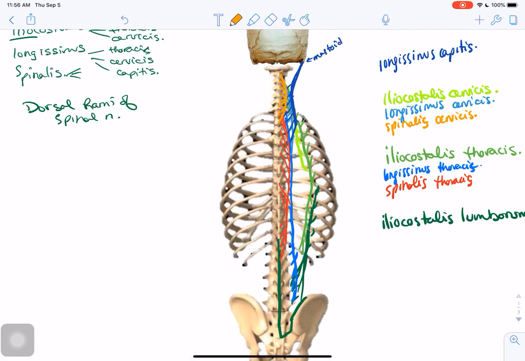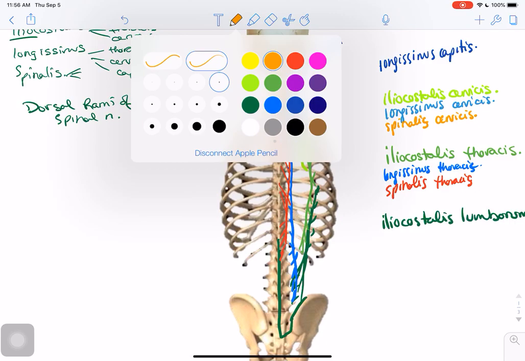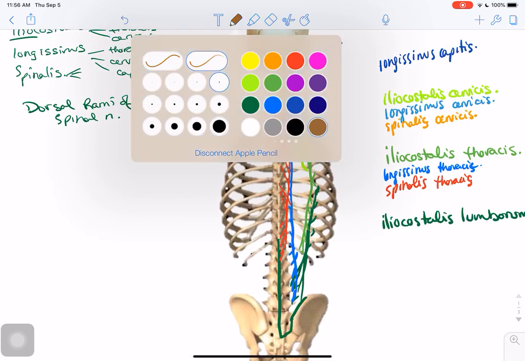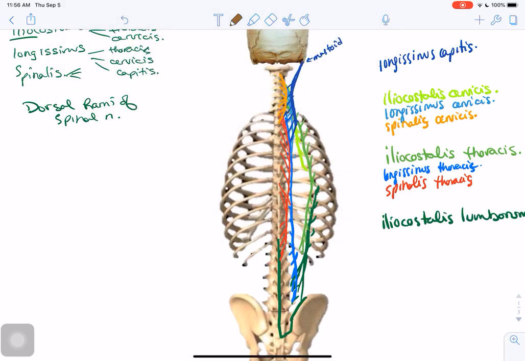Okay, so these are the three columns of the erector spinae. Spinalis, most medial, going from spinous process to spinous process. Longissimus in the middle, going from transverse process to transverse process. And iliocostalis, most laterally, going from rib to rib. They are all innervated by dorsal rami of spinal nerves, which I've already stated. And dorsal rami typically emerge in the gap between the longissimus and the iliocostalis muscle, so that's where you'll see them in lab.